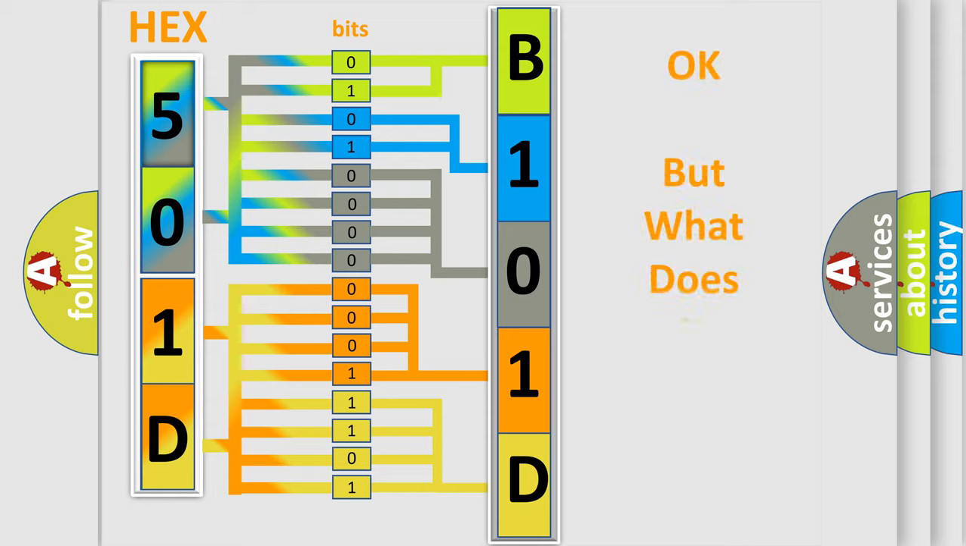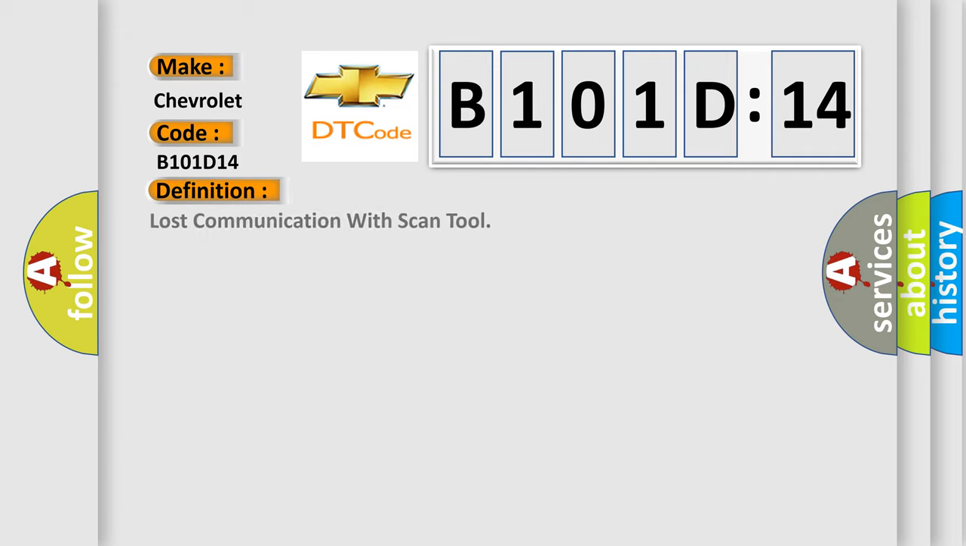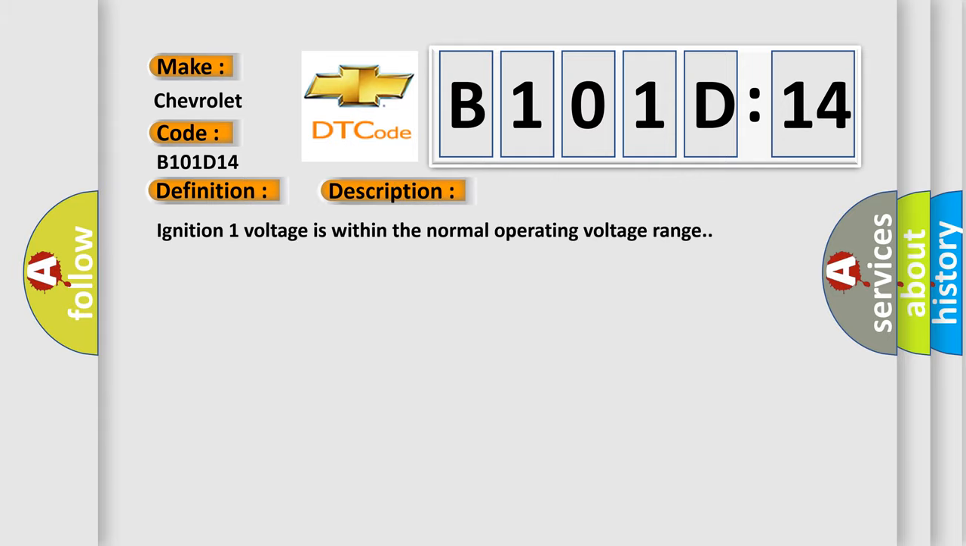The number itself does not make sense to us if we cannot assign information to what it actually expresses. So, what does the diagnostic trouble code B101D14 interpret specifically for Chevrolet car manufacturers? The basic definition is lost communication with scan tool. And now this is a short description of this DTC code: Ignition 1 voltage is within the normal operating voltage range.